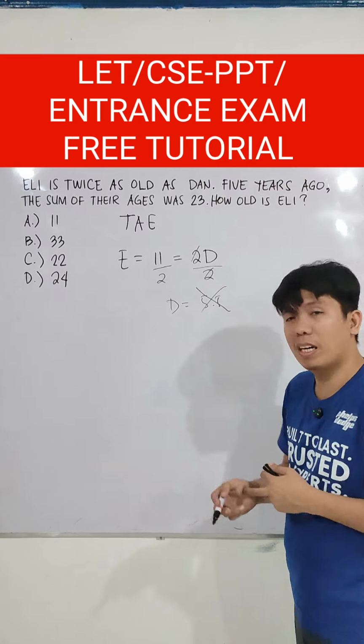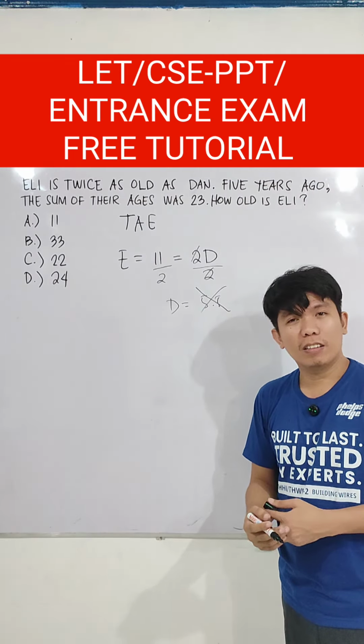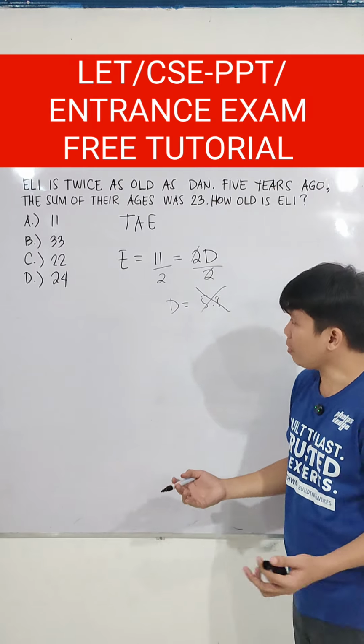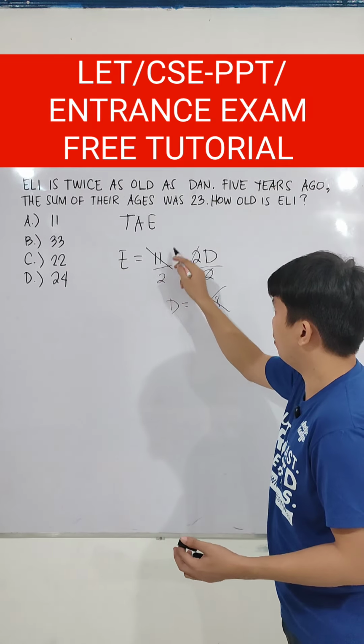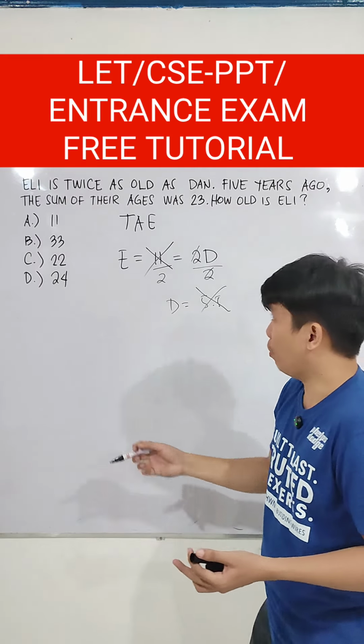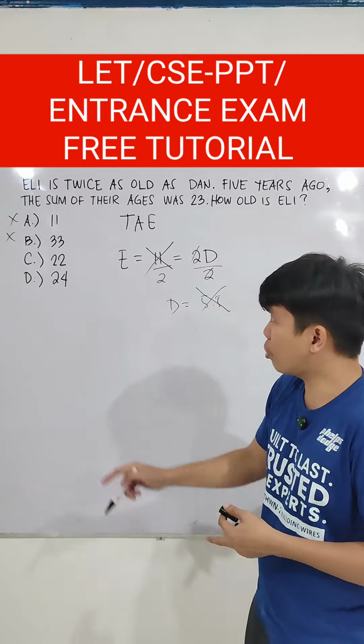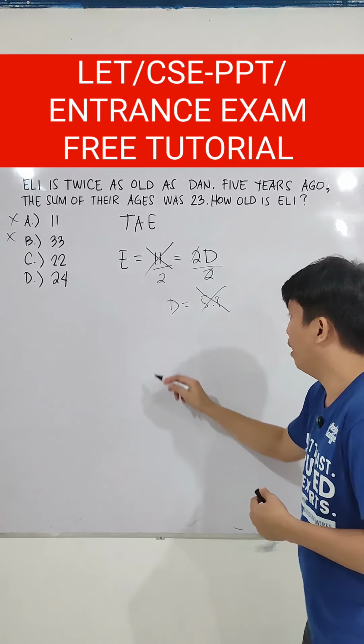This is a bad number, because when we talk about age, it should be a whole number, not a decimal. Therefore, we cannot make use of 11 or an odd number. So this is already wrong and this one is also wrong. So now let's try letter C, 22.